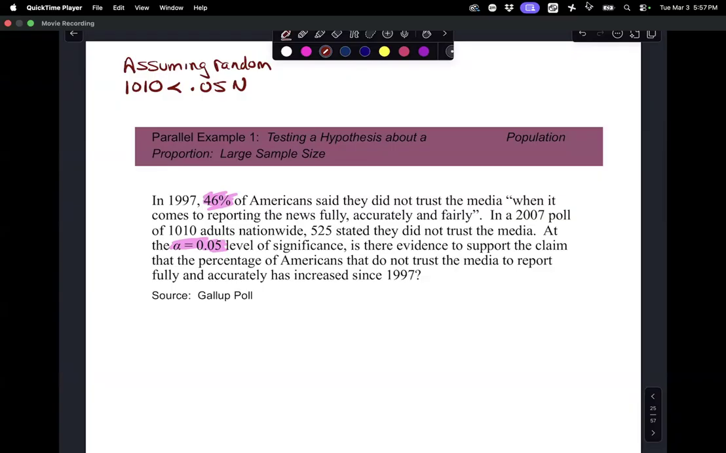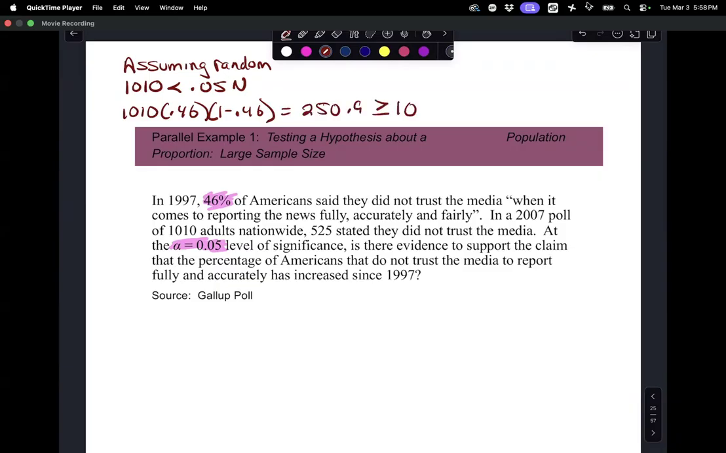Next, n p times 1 minus p. So my n is 1010. p is 0.46. Remember, we use the null hypothesis until we prove it wrong. So 1010 times 0.46 times 1 minus 0.46. I got 250. That is greater than or equal to 10.